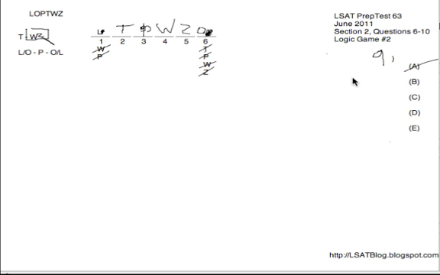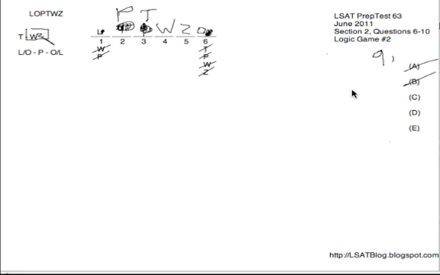Could we have T on 3? We don't see that here, but what if we just switched around T and P? We could have P on 2 and T on 3. Everything still works perfectly fine because it's in compliance with the sequence from the original rules. So T on 3 works, therefore we can eliminate B.